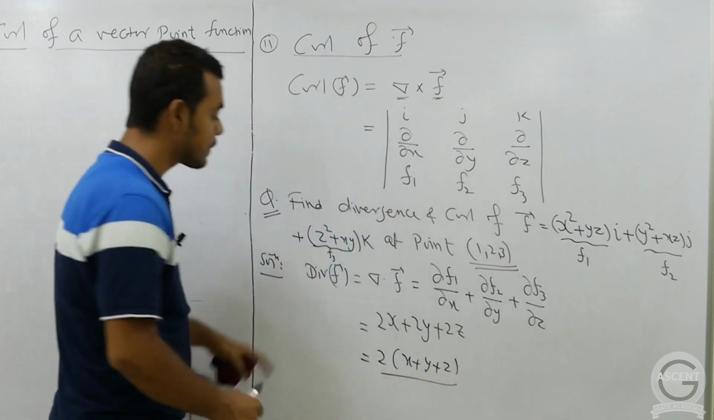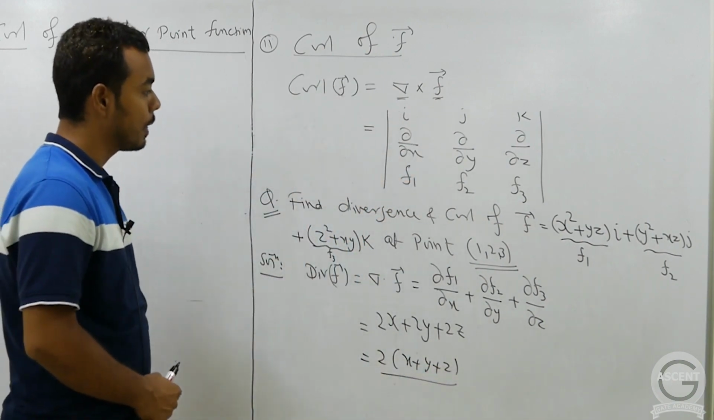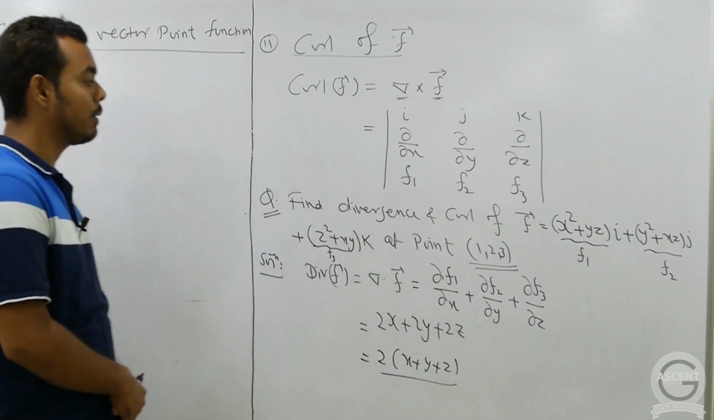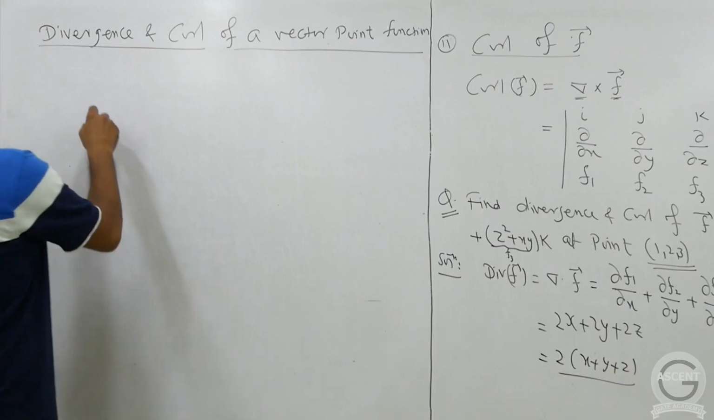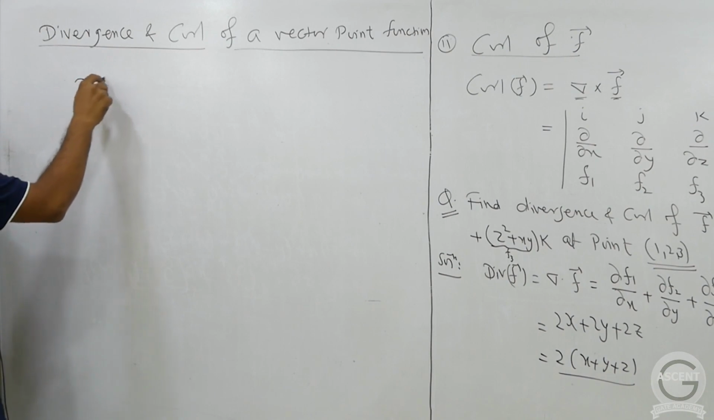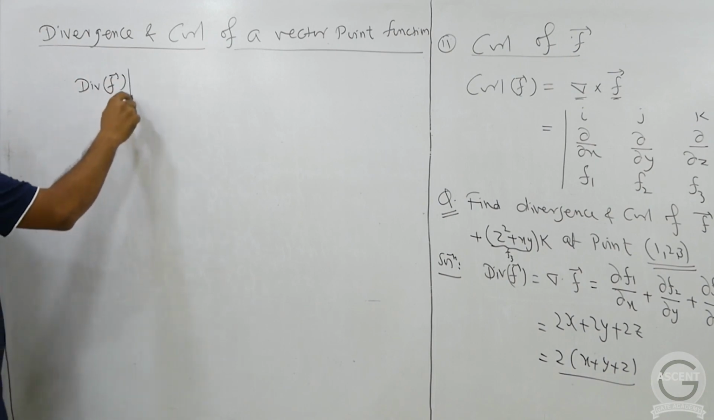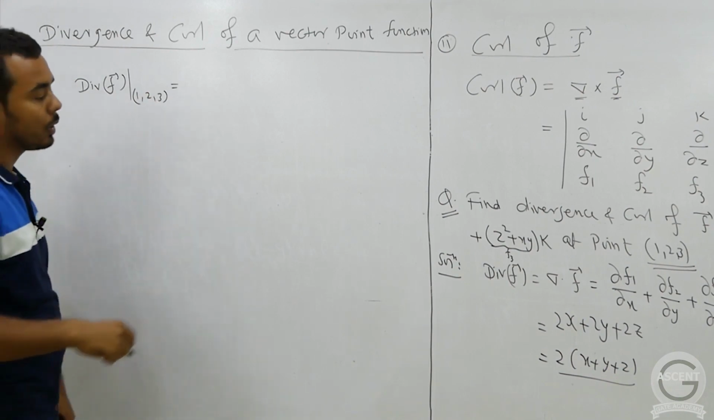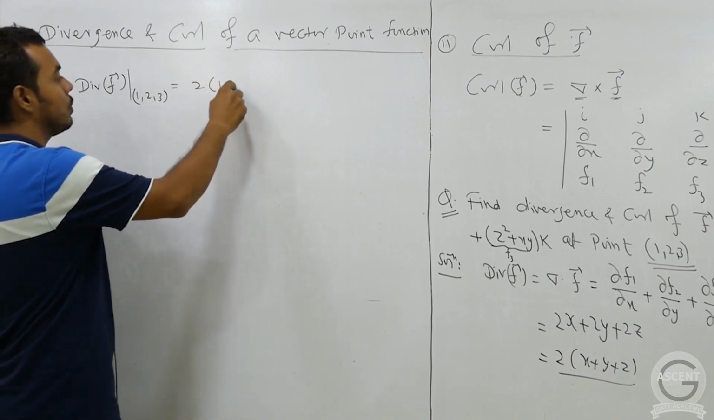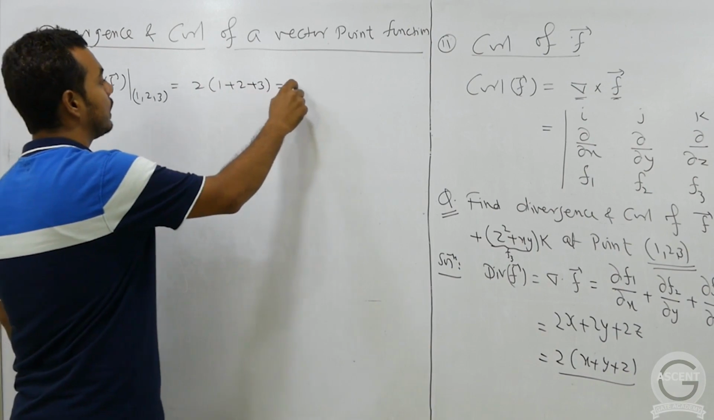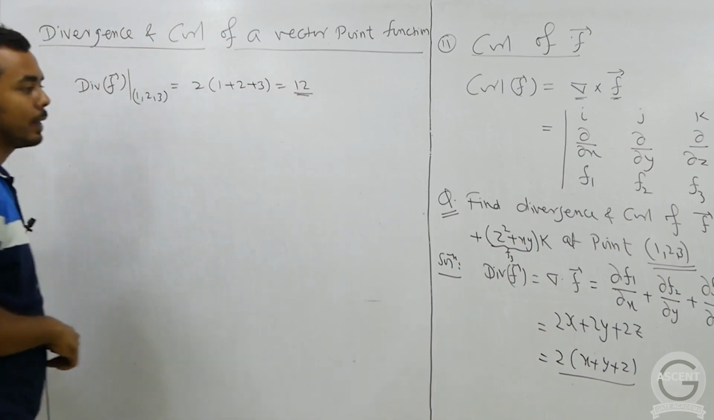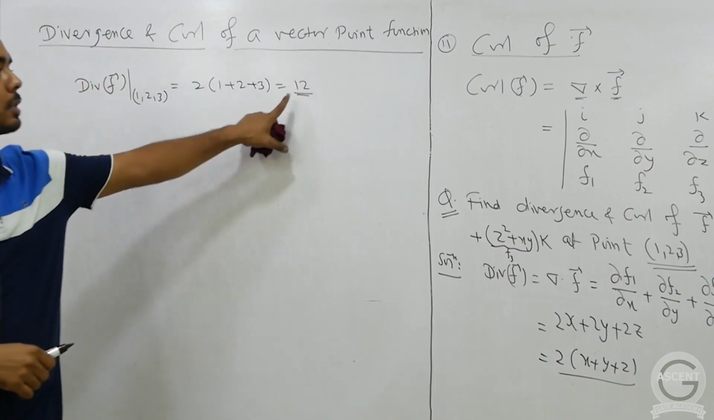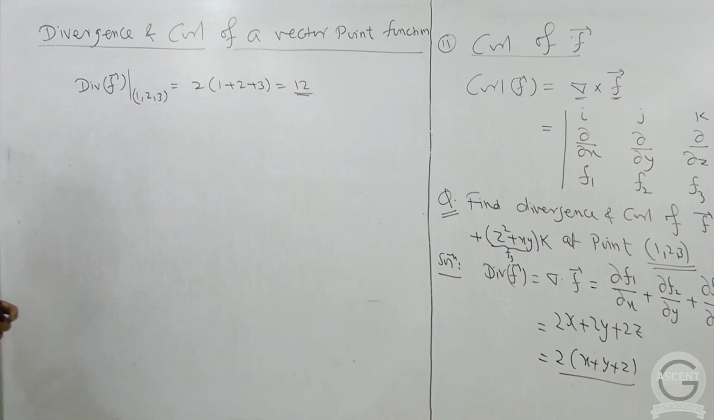So this will be the expression for divergence of f. Now the question was, we need to calculate divergence at the given point. So divergence of f at the given point (1, 2, 3), in place of x we have to write 1, y is 2 and z is 3. So this will give us 12. So for the given function at the given point, divergence will be plus 12.